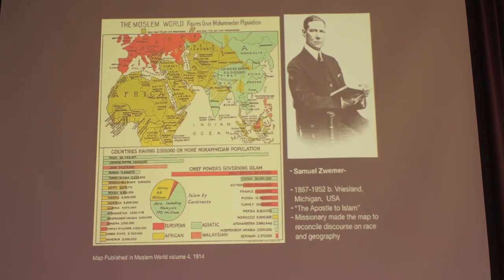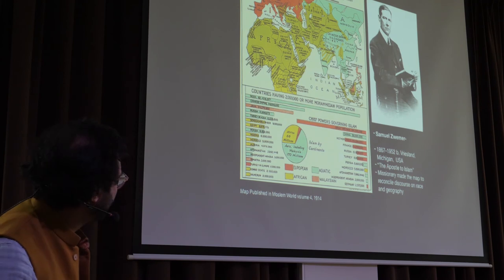And what I want to go towards is, where does this concept of the Muslim world really come from? I might go a little bit over time, to confess, but where does it come from? It was originally published in 1914 in the Muslim World volume by a missionary named Samuel Zwemer, who grew up in Vriesland, Michigan, not far from where I grew up, and not far from where we are now, which I find funny.